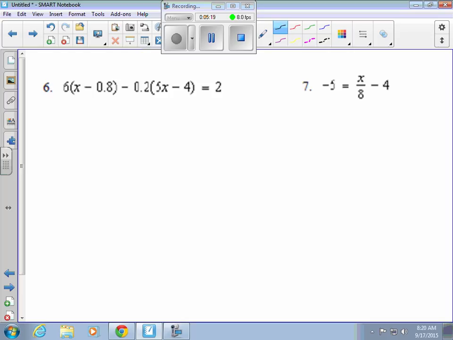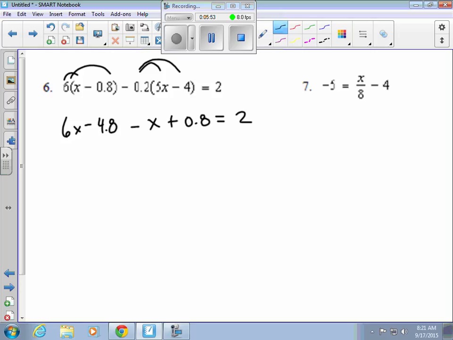Number 6, you need to distribute twice before you try to start undoing anything. 6 times x is 6x. 6 times negative 0.8 is negative 4.8. Also distribute negative 0.2 times 5x is negative 1.0x, or negative 1x. Negative 0.2 times negative 4, a negative times a negative is a positive 0.8. And all of that's equal to 2.